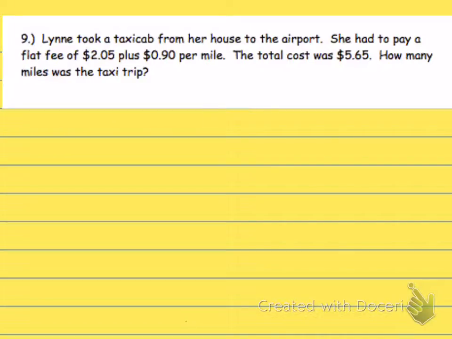So this next one, just kind of amping up to include a little more story with our story problem. And we want to still read through and look for our unknowns. Lynn took a taxi cab from her house to the airport. She had to pay a flat fee of $2.05 plus 90 cents per mile. The total cost was $5.65. How many miles was the taxi trip? So our unknown, what we're trying to find and we don't know, is miles. So I'm going to use M.